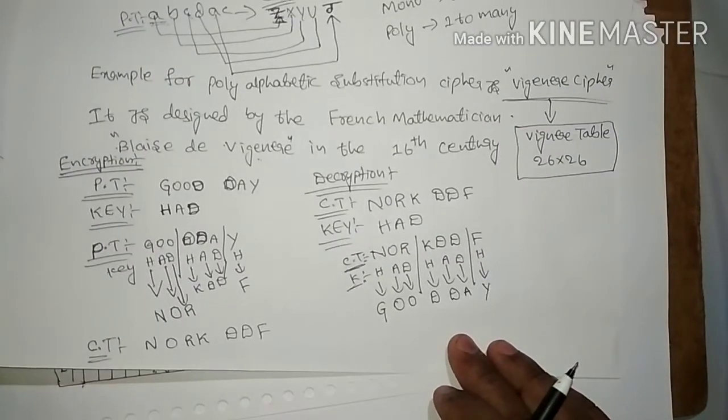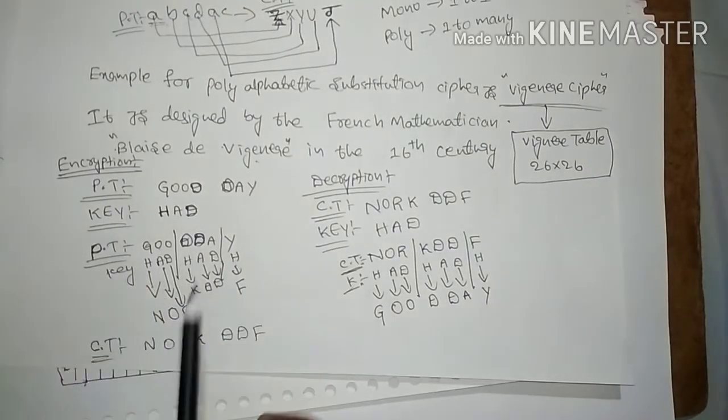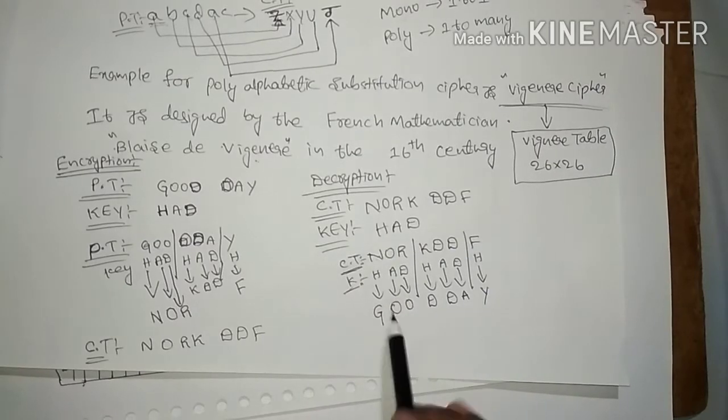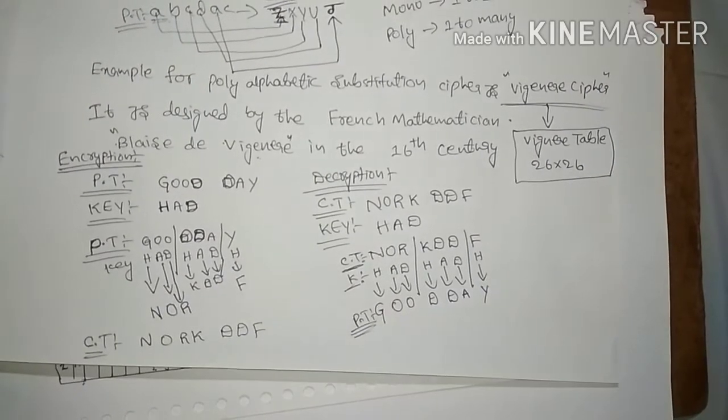So the answer is good day. So this is the plain text. We have produced the ciphertext, and from it we have produced the plain text: good day.